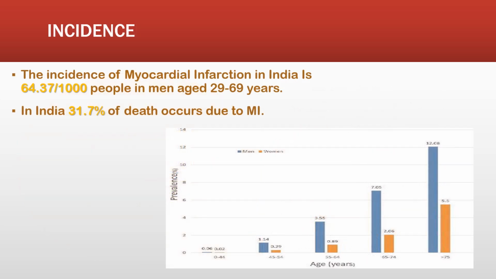If you talk about the incidence in India, we see that among men from 29 to 69 years, on average around 64 out of 1,000 people suffer from myocardial infarction. And unfortunately, the death rate is around 32% due to myocardial infarction. If you look at the table, you will see that women suffer less than men, or to be more specific, men have more prevalence than women. From 45 to 54, you see men are ranging more than women, around 1.14%, and so on.